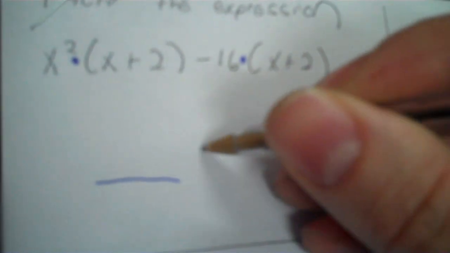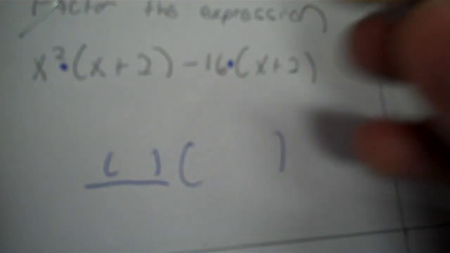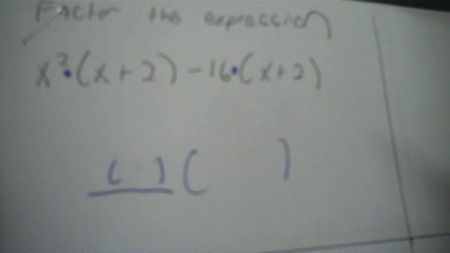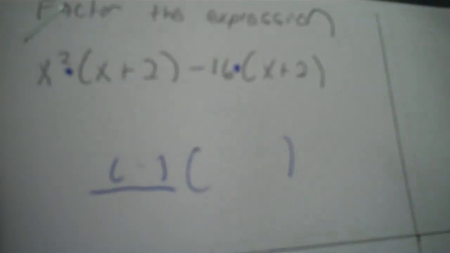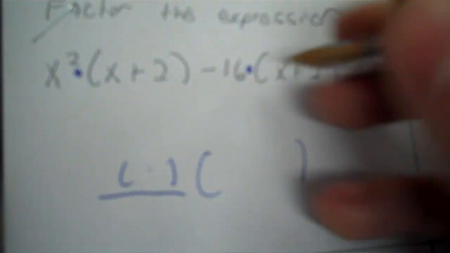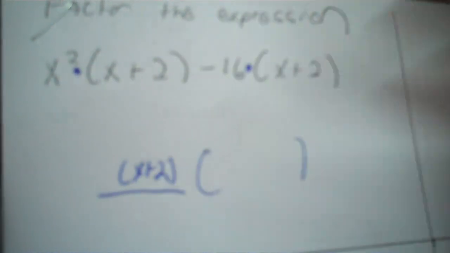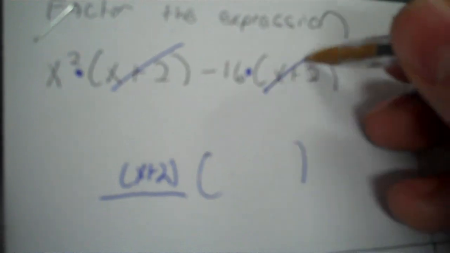You're going to make a line and a parentheses, and you're going to put a little parentheses right there. Little parentheses, big parentheses. Now you see how these parentheses match up? So you put that x + 2 expression out here. Now cross it out. Now you fill in the big one with x squared minus 16.